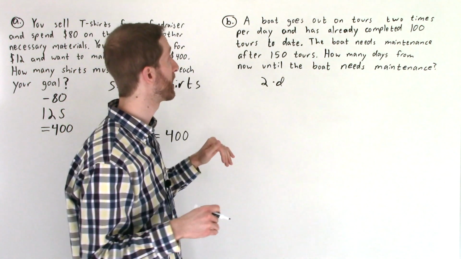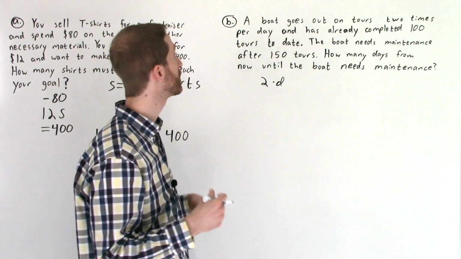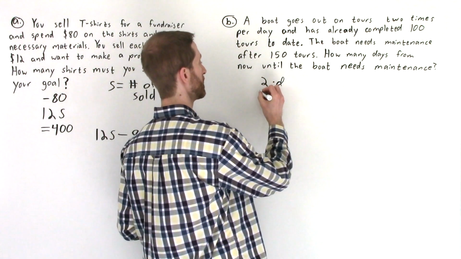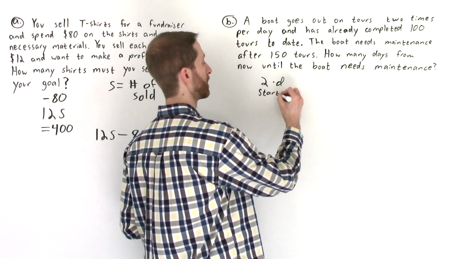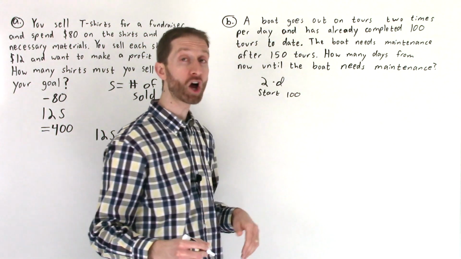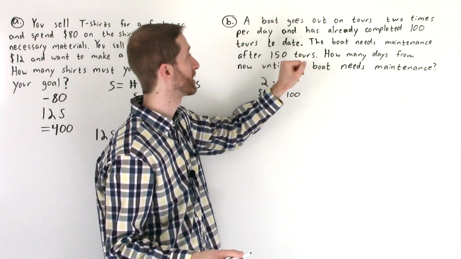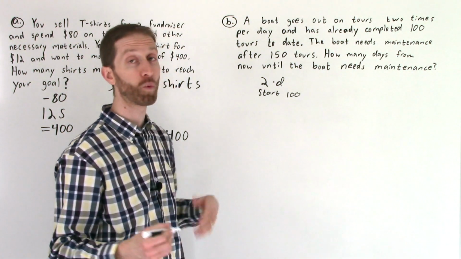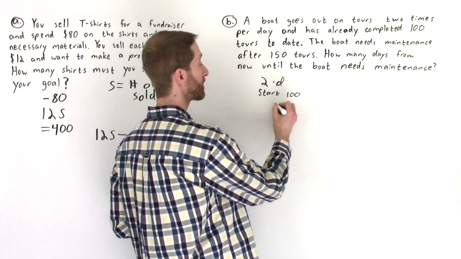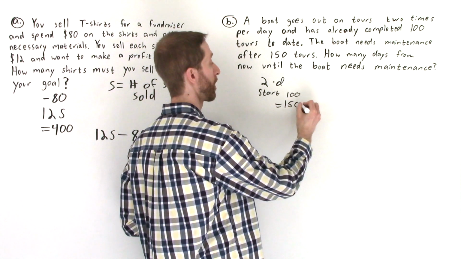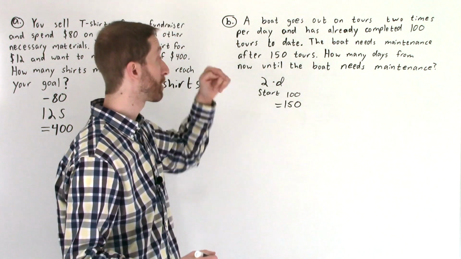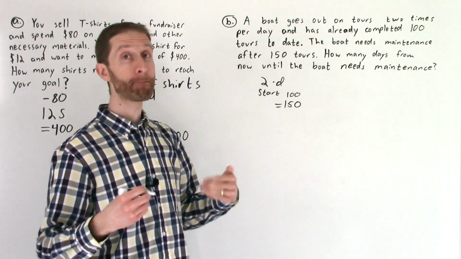That's just a thought in my head that I'm holding there, and has already completed 100 tours to date. So I'll say that we start with 100 total tours. Me again, just translating. The boat needs maintenance after 150 tours. That sounds like a total, so we want to equal out to 150. How many days from now until the boat needs maintenance?